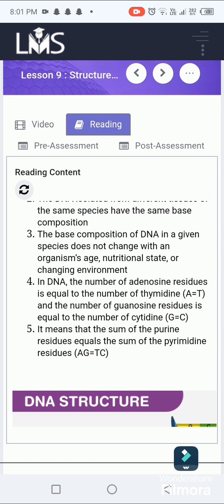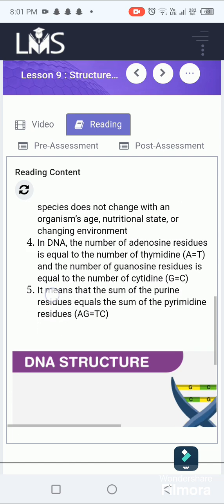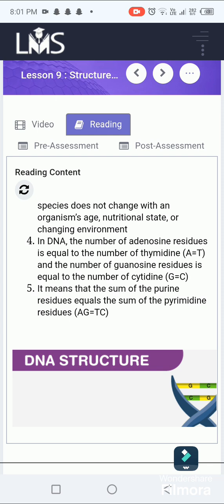environment. In DNA, the number of adenosine residues is equal to the number of thymidine residues, and the number of guanosine residues is equal to the number of cytidine residues. It means that the sum of purine residues equals the sum of pyrimidine residues. A plus G equals T plus C.